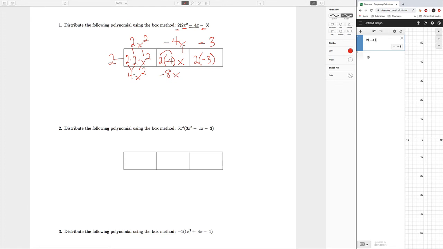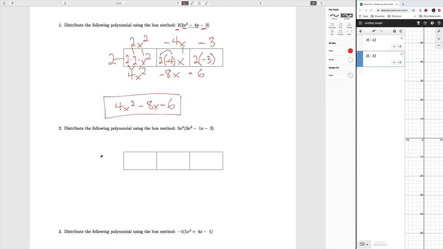And then 2 times negative 3. Again, a positive times a negative 3. You can see right here the answer they give you is negative 6. So we're going to do negative 6. So our final answer, if you want to write it just separately from everything, is 4x squared minus 8x minus 6.